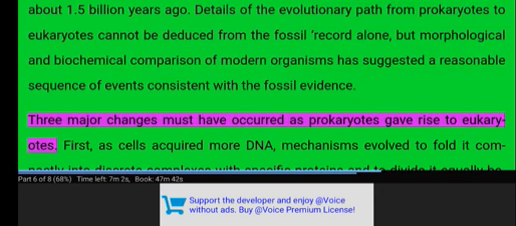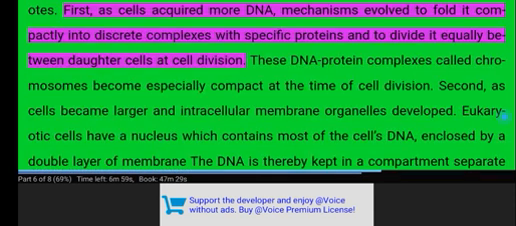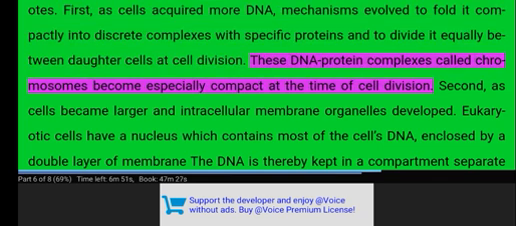Three major changes must have occurred as prokaryotes gave rise to eukaryotes. First, as cells acquired more DNA, mechanisms evolved to fold it compactly into discrete complexes with specific proteins and to divide it equally between daughter cells at cell division. These DNA-protein complexes, called chromosomes, become especially compact at the time of cell division.